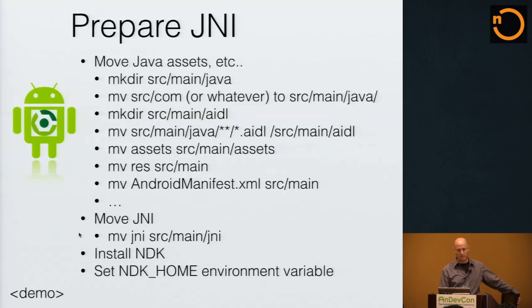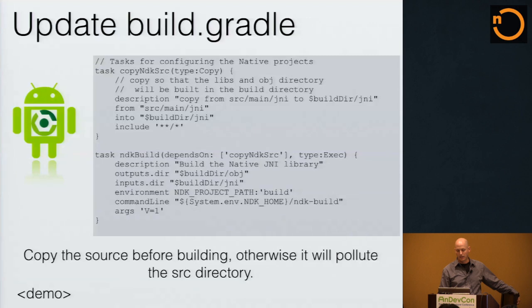That's that first step. That's just for Java stuff. And then you would want to take your JNI directory and put it under source main JNI, or maybe your flavor JNI. And of course, if you're already doing JNI stuff, you probably already have an NDK. But you want to set an environment variable to tell your build system where that NDK lives. All right, so I called that NDK home. And then in the build.gradle file, I'm just going to do a couple other tasks here.